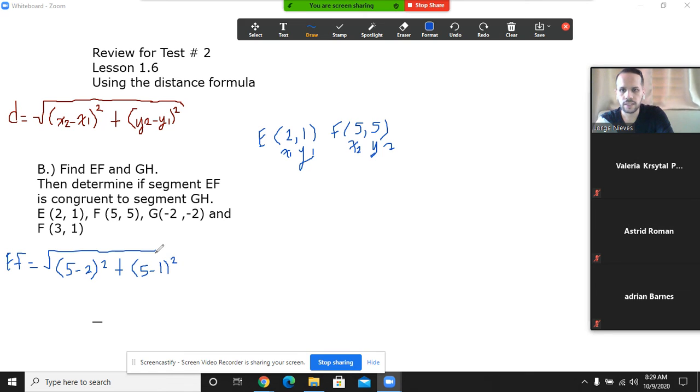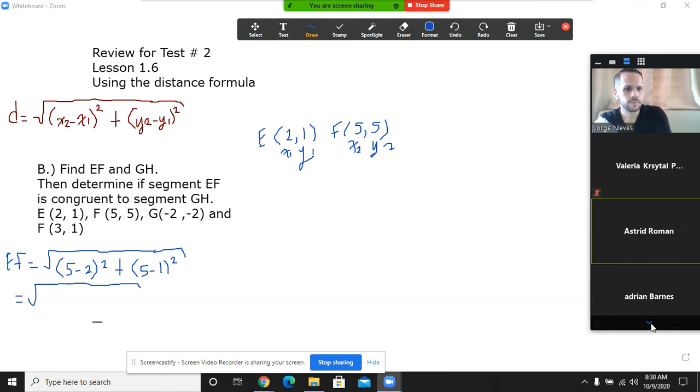Okay, so that's the first step. Always you're going to plug in the coordinates. So we have 5 minus 2 to the square plus 5 minus 1 to the square. Let's solve this very quick. In the first part, how much is 5 minus 2? Someone help me. Come on. 5 minus 2 is 3, okay? And that's going to be to the square, okay?